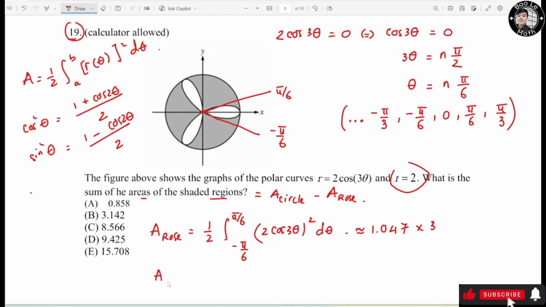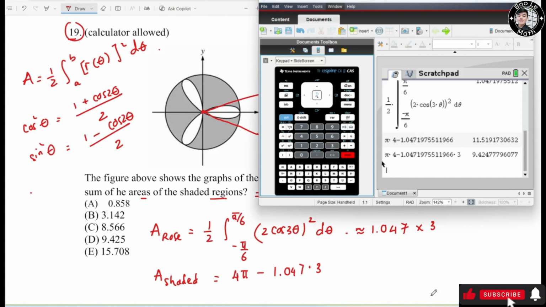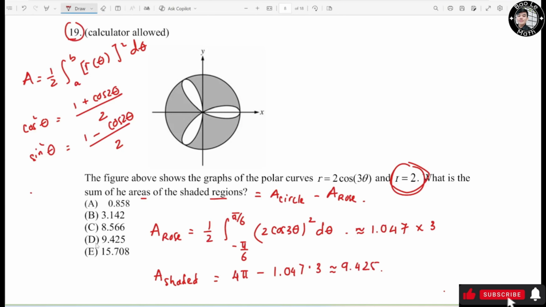So the area of the shaded region equals the area of the circle, which is pi r squared when r equals 2 right here. So it could be 4 pi subtract 1.047 times 3. So we're going to pull up the calculator, press Ctrl Enter. It could be 9.425. So the answer is D.